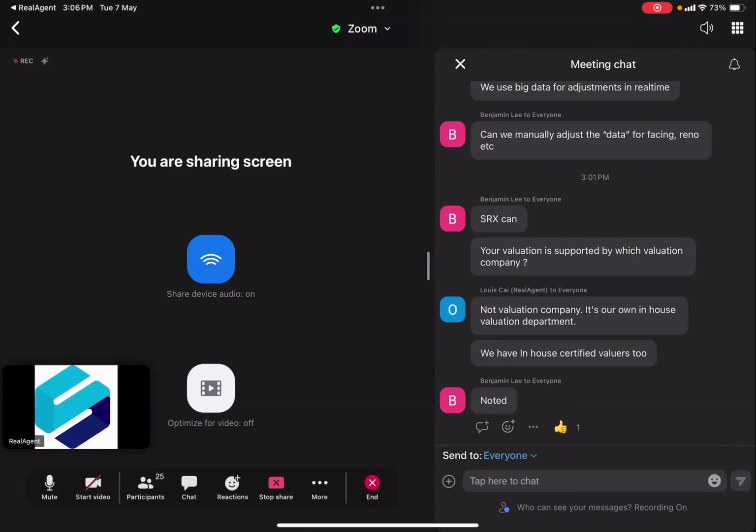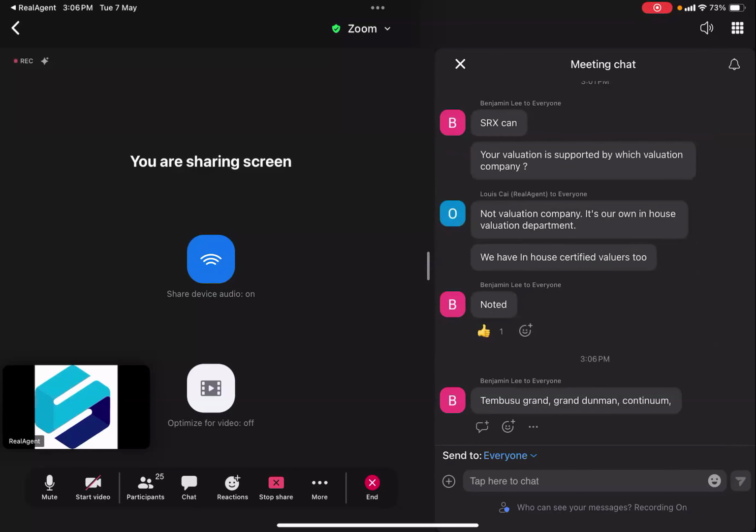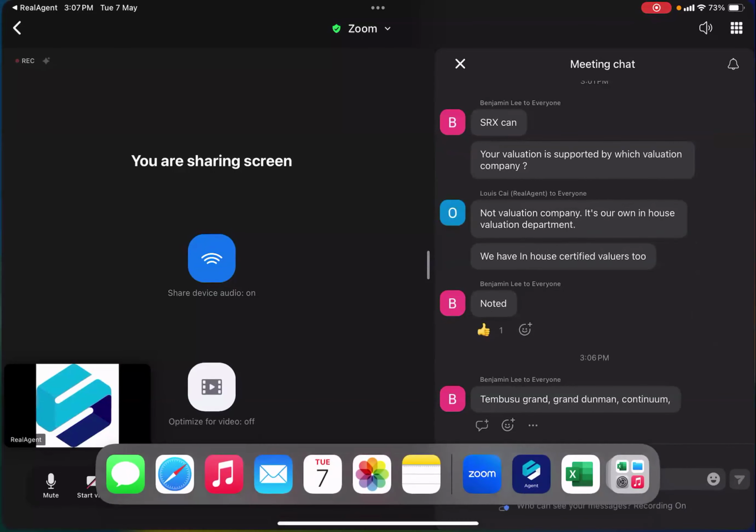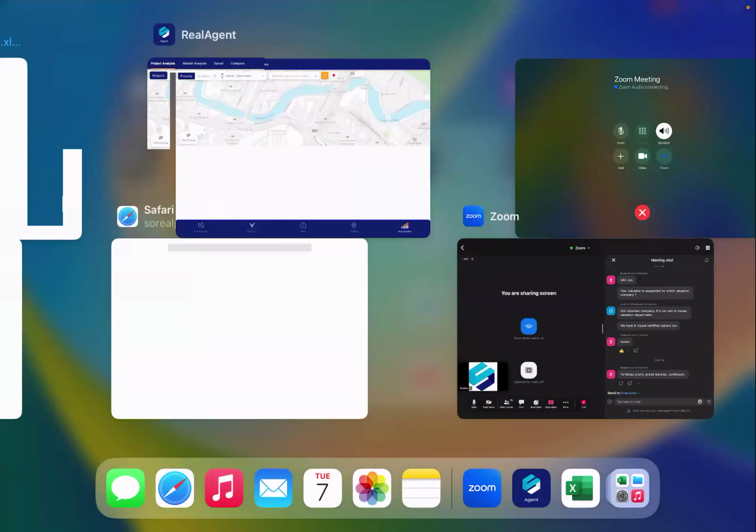If don't have, I'll just use the super generic one that I've been using for 7-8 years already. I'll compare the Sail versus Marina Bay Residences versus Marina Bay Suites. Show you all. You all got any suggestions? Okay, Tembusu Grand, Grand Dunman, Continuum. Okay, I think these are all fairly new, right? Never mind, let's try.